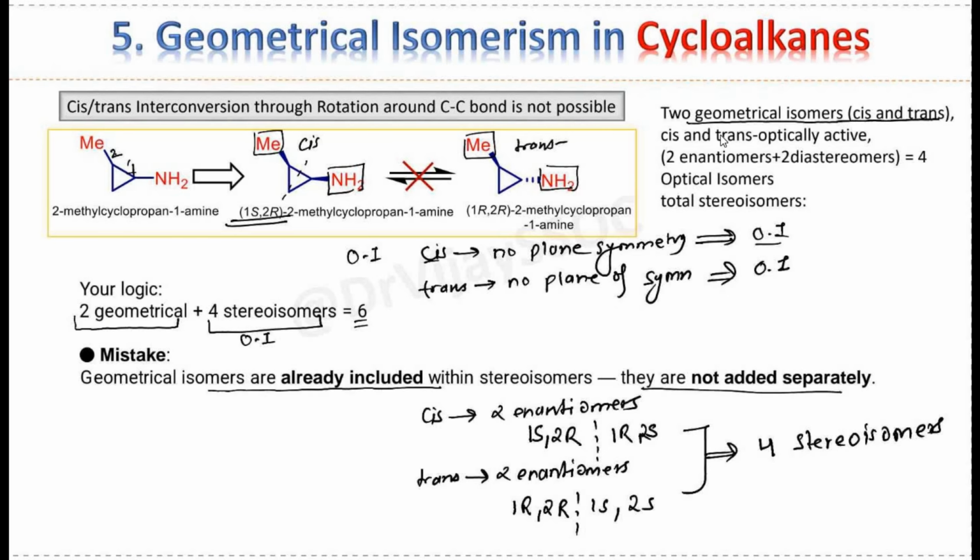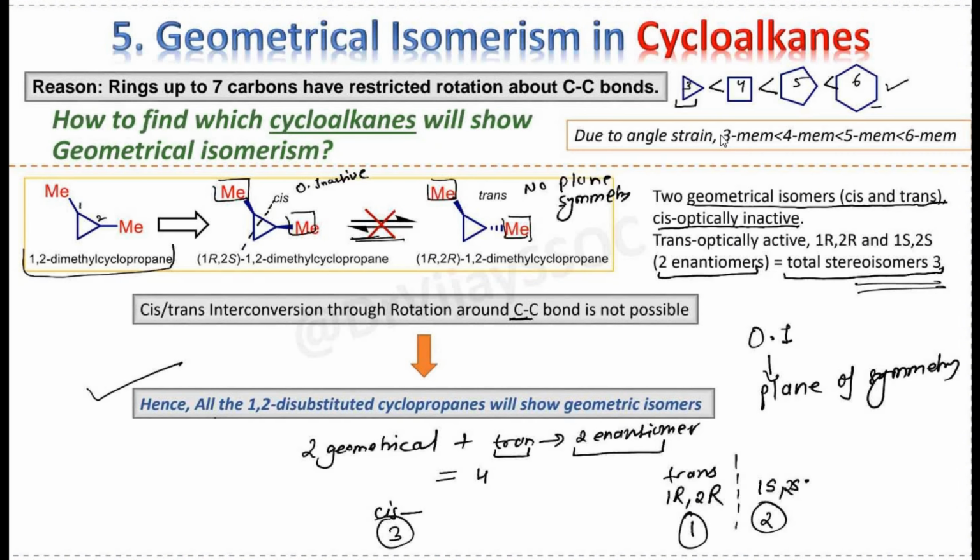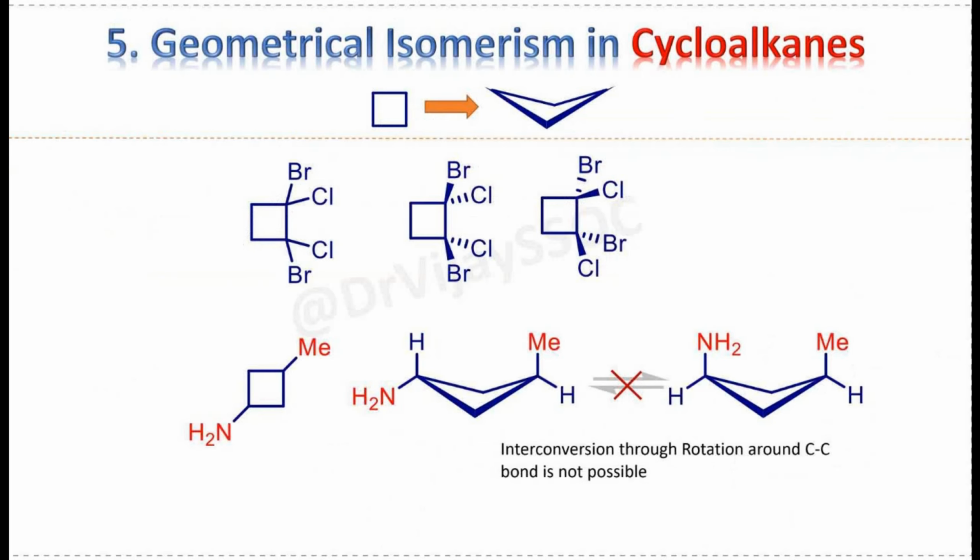How many stereoisomers? Total 4. And in the previous case, total stereoisomers were 3. Now let's move forward. Geometrical isomerism in 4-membered ring cyclobutane.